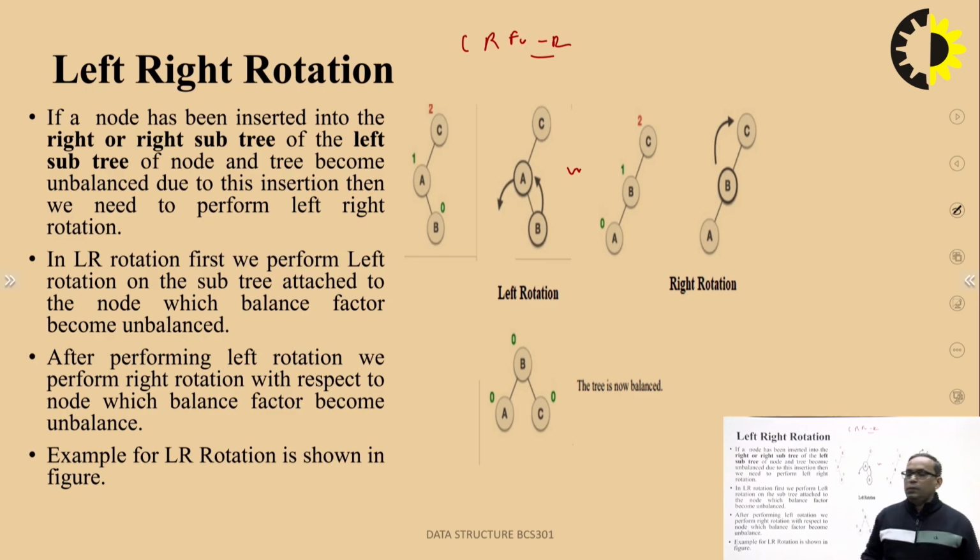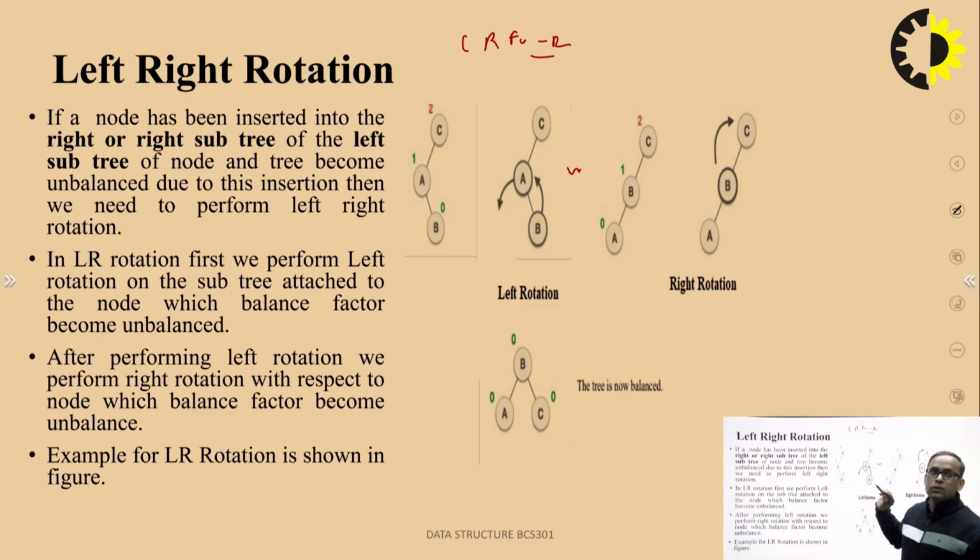make the tree balanced. So wherever we need the left right rotation, if a node has been inserted in the right subtree of the left subtree of a particular node and the tree becomes unbalanced due to this insertion, then we need to perform the left right rotation. Let us see an example.